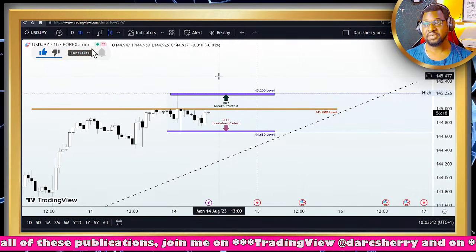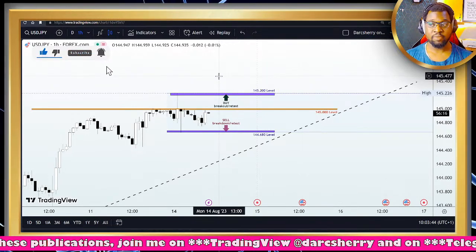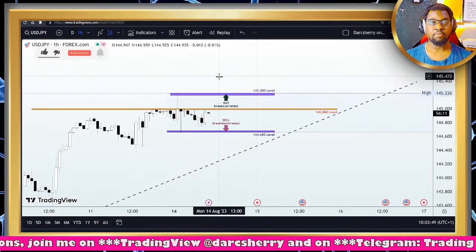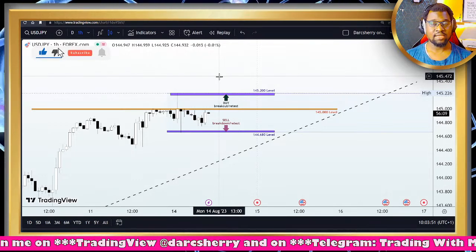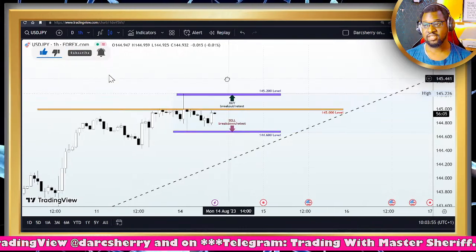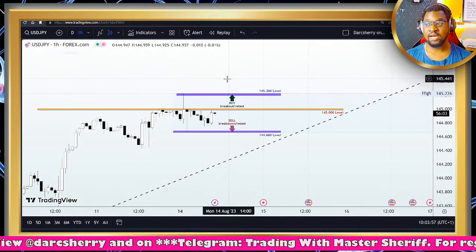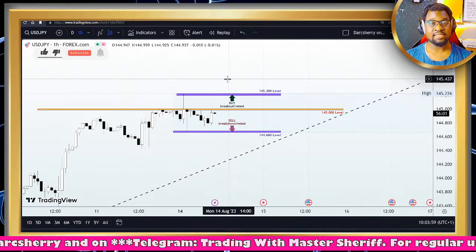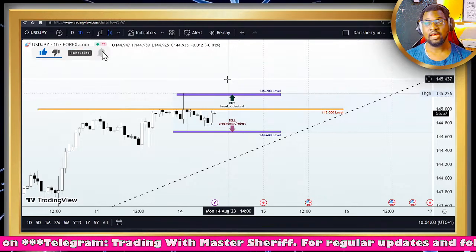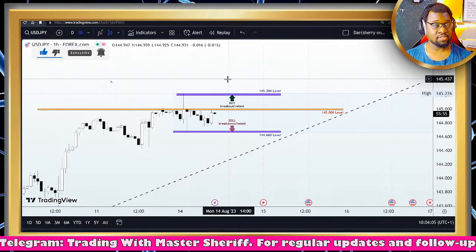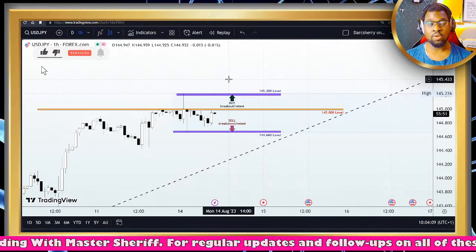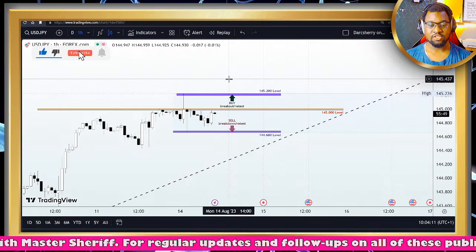And of course, if there is any new development on this current market structure, I will definitely give you an update on both my TradingView and Telegram platform in that regard. So it's a simple setup we have here on the USDJPY. So let's mark these levels out on our chart and wait and see how the market will react to this range, and that breakout or breakdown will give us an idea of where price action intends to go, at least for the first half of this week.